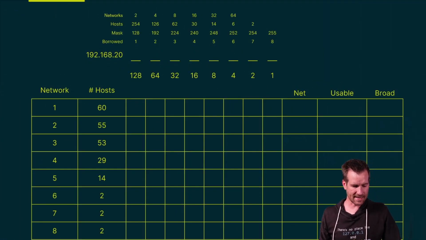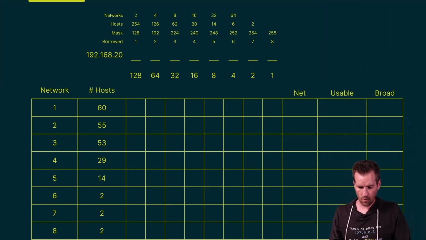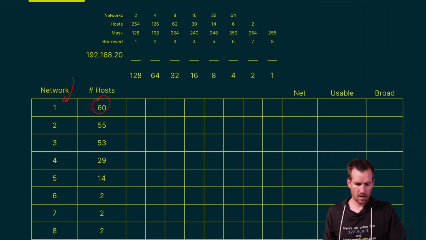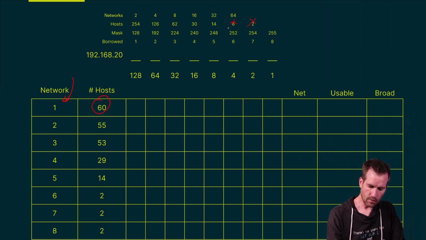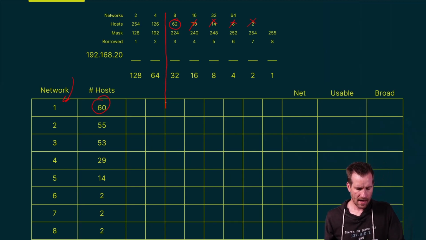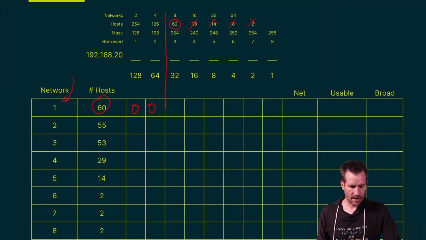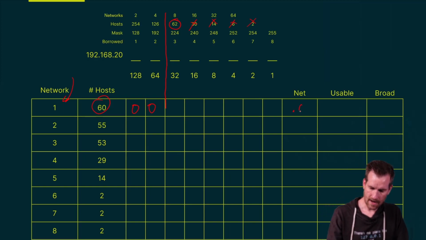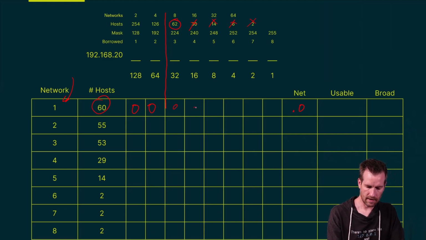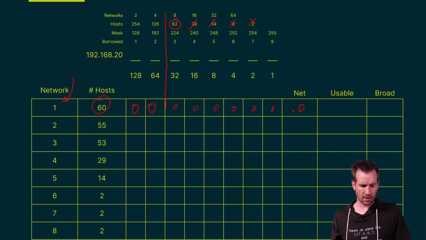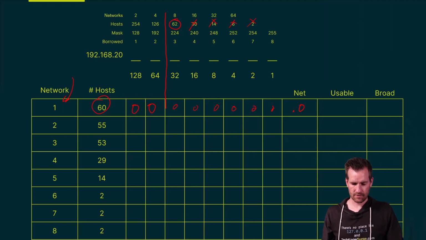All right, should we do this together? Okay, the first one, we need a network that has 60 hosts. So what we're going to do is find the one that allows us to do 60 hosts right there. So this is where we draw the line for that first one. And we will write in 00 since that's the start of this. So the network address would be .0, because the rest of these for the network address would be 0. I'm probably just going to figure all the network addresses and go from there.